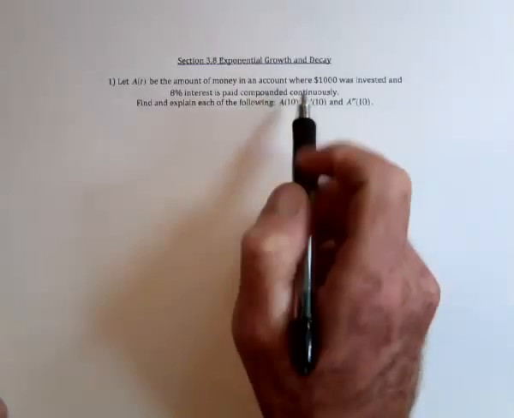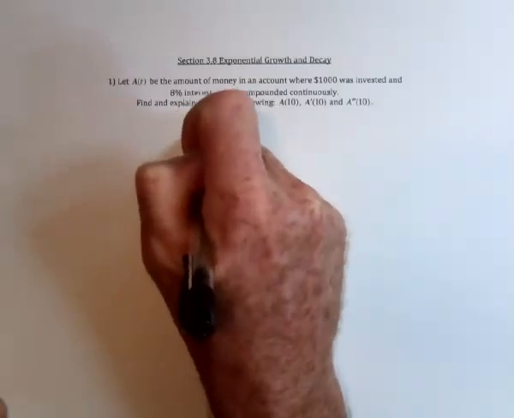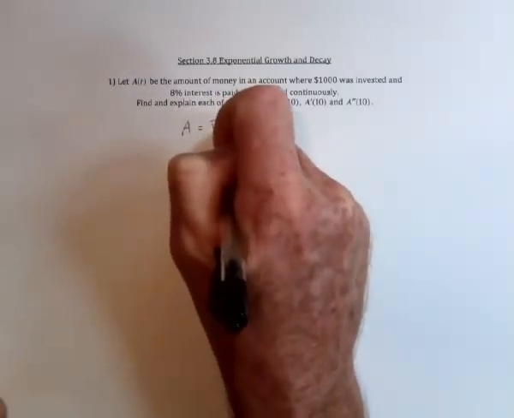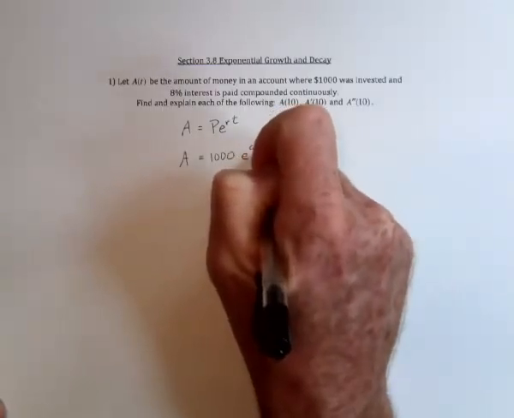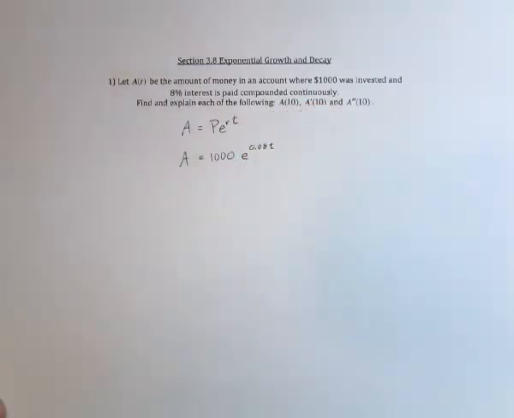So if it says that the interest is compounded continuously, that means that we're using the Pert formula, or in other words, the e is the base, 8% is the rate, and P is the original amount invested. So the principal of $1,000 is invested at 8% that's compounded continuously. That means each and every moment, at least in theory, you're getting paid a tiny little bit of interest. And then find each of these.